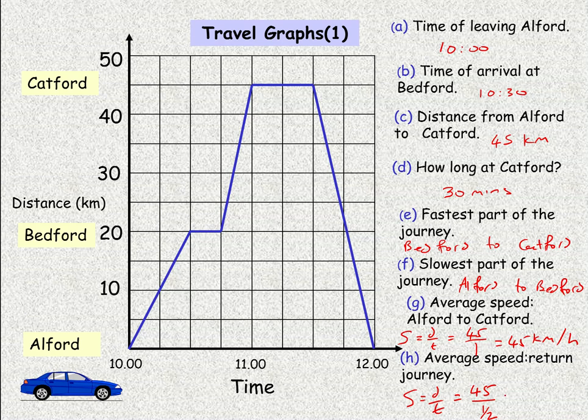Now, you can do that on your calculator if you would like. 45 divided by half, or 0.5. Or, you could use the reciprocal technique, 45 times. We flip this over. We're changing it from a division to a multiplication, so times 2 over 1, which would give us 90 kilometers per hour.